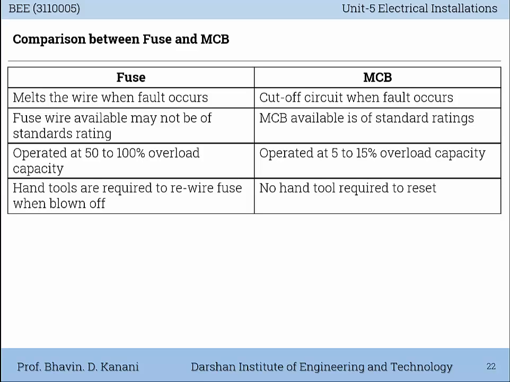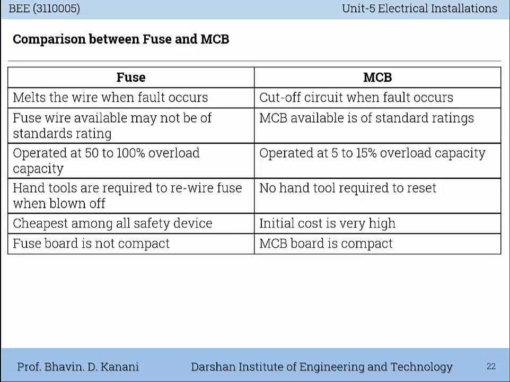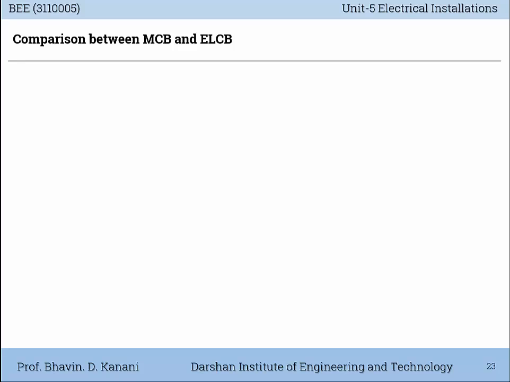Hand tools are required to rewire fuse when blown off. In MCB, no hand tool is required to reset. Fuse is cheapest among all safety devices, whereas MCB has somewhat higher initial cost. Fuse board is not compact, whereas MCB board is compact.